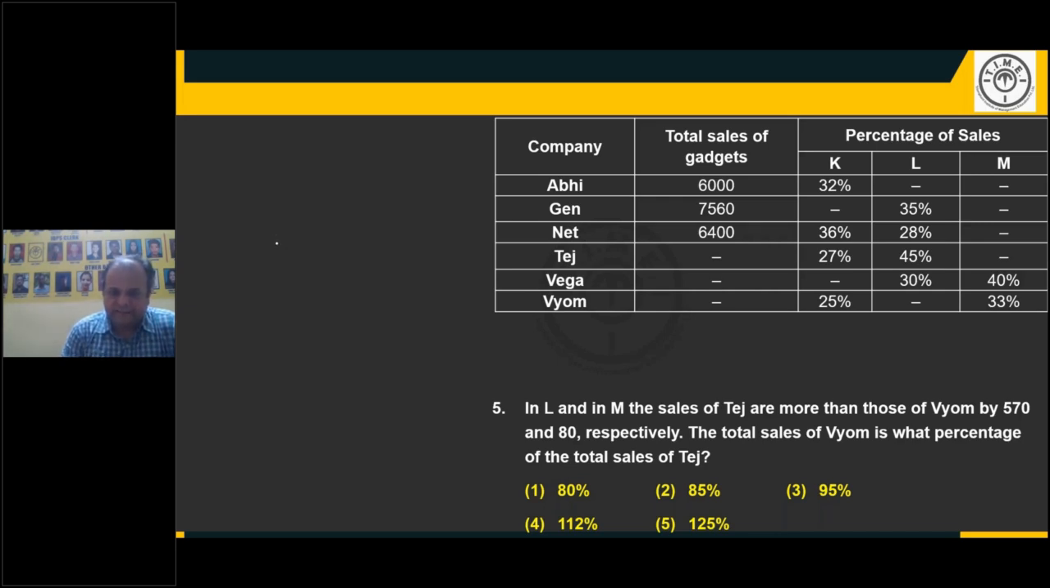Question says if in L and in M, the sales of Tej are more than those of Vyom by 570 and 80 respectively, right? So this will give you essentially two equations. Then the total sales of Vyom is what percentage of the total sales of Tej? Please go through it, try and solve it. This is a good question.